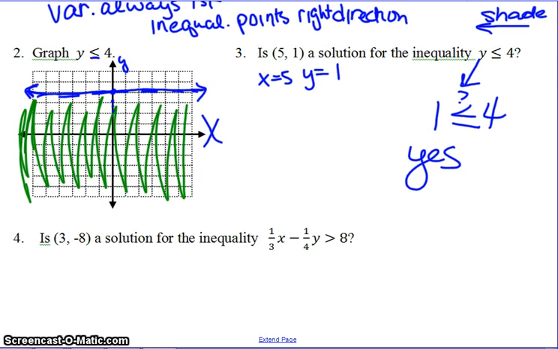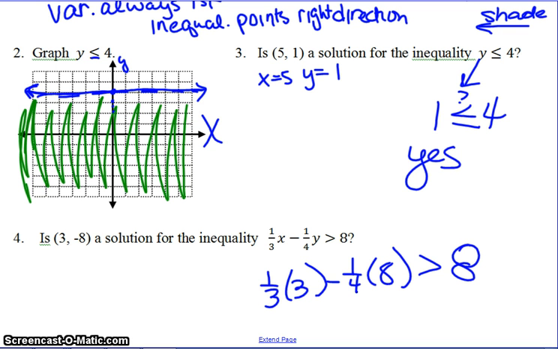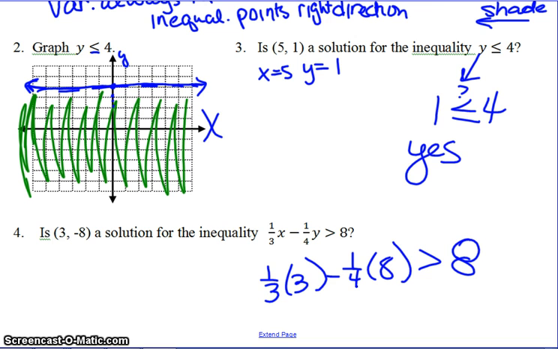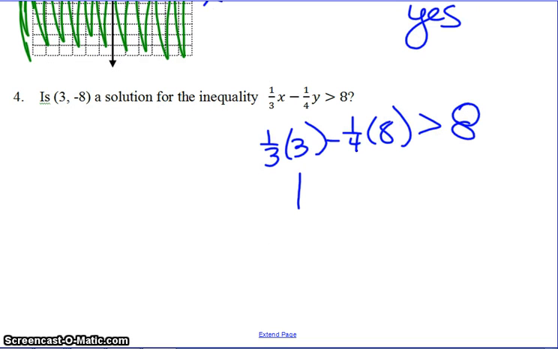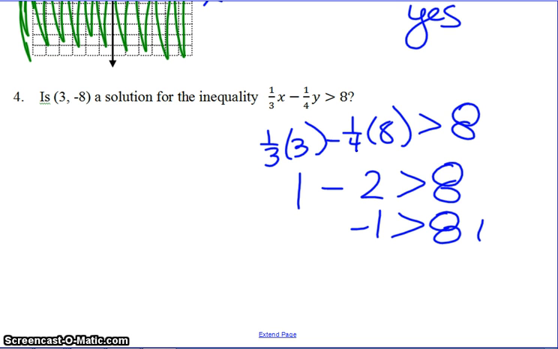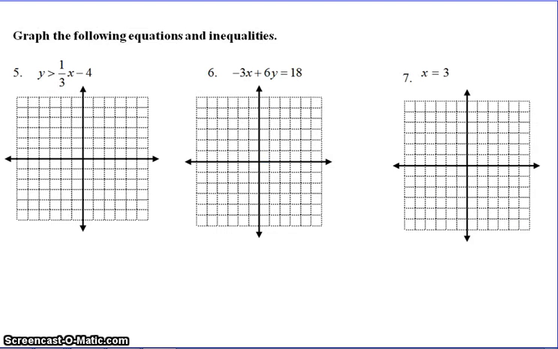Now we have another question. When x is 3 and y is negative 8, is that a solution? So 1/3 of 3 minus 1/4 of 8, is that answer greater than 8? 1/3 of 3 is 1, 1/4 of 8 is 2, so is 1 minus 2 greater than 8? Is -1 greater than 8? My answer is no, it is not, so that is not a solution. That's a quick way to say, do we have a solution or not?